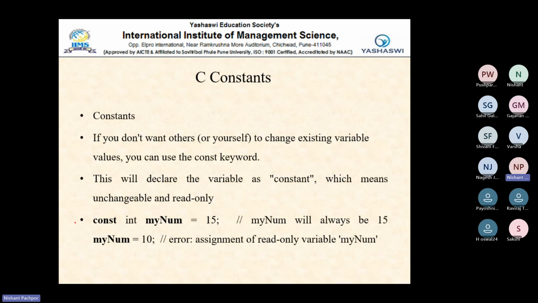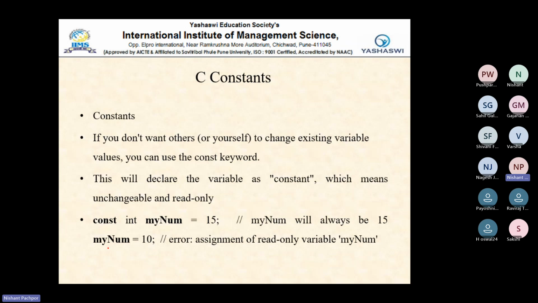So when you are using C programming, there is a keyword called const. With that const keyword you can declare a fixed value. It will not be changed at the time of execution of your program. The value will be fixed. So this is declared as a constant variable, which means unchanged. It is read only. You can only read the data.